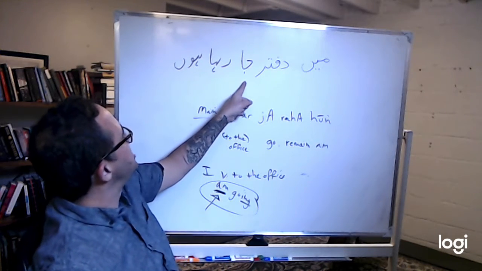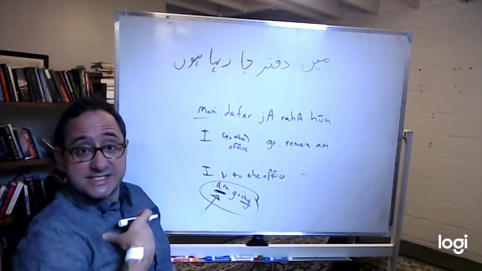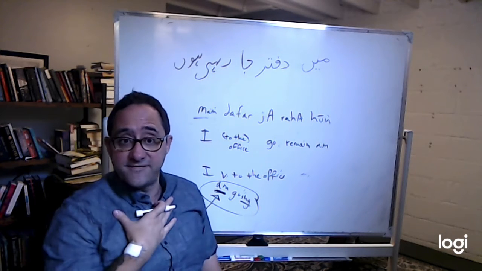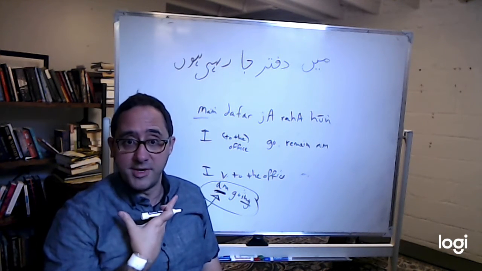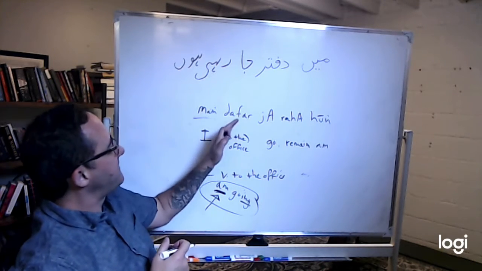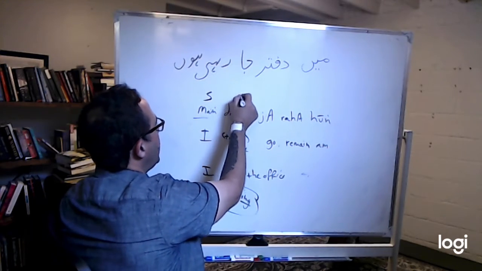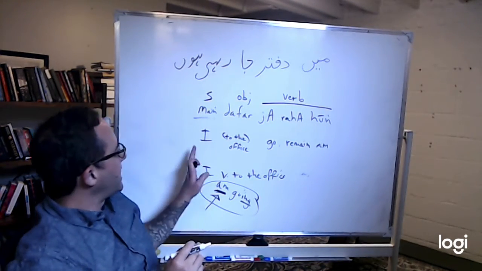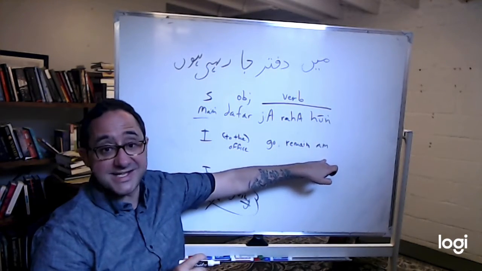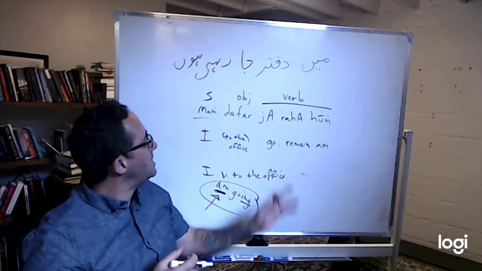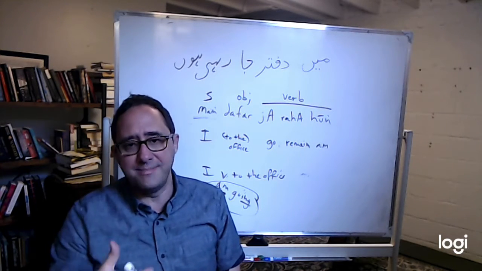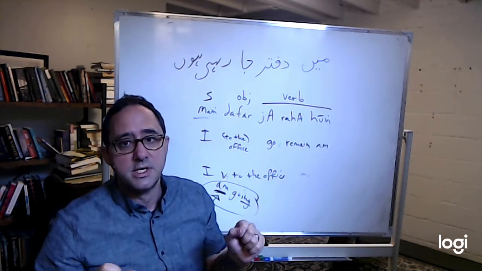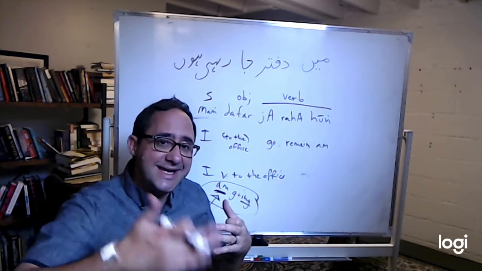So, main daftar ja raha hoon. Why is it raha? Singular male. What if I'm a woman? Main daftar ja rahi hoon. Right? If I'm a woman. Okay, so let's look at this. Main daftar ja raha hoon. This is subject, object, verb. Right? So I to the office go remain am. That's really what I'm saying. Rehna means to remain or to continue, or, I'm sorry, I'm not saying the exact right thing. It can mean many things. Again, I'm not fluent, but that's the idea you can have of this continuousness.